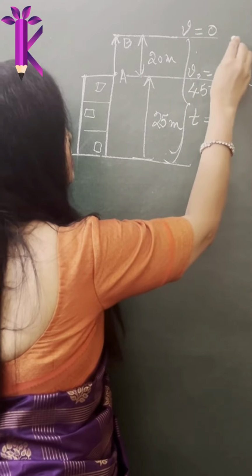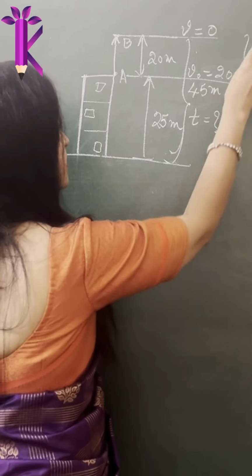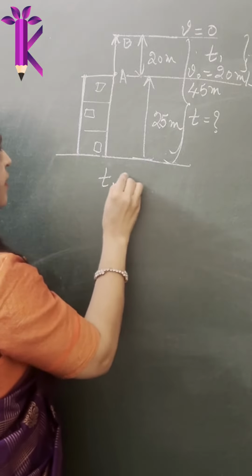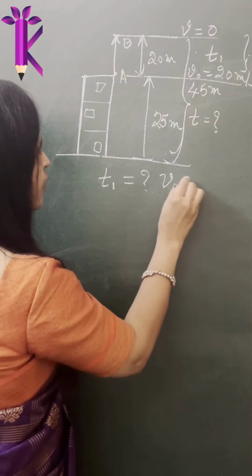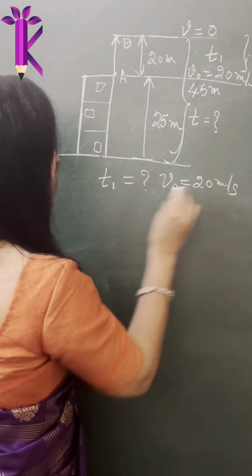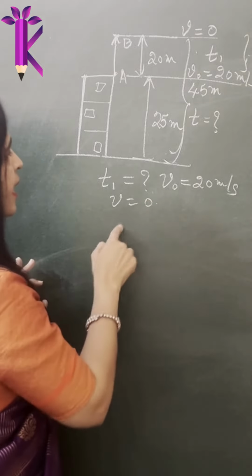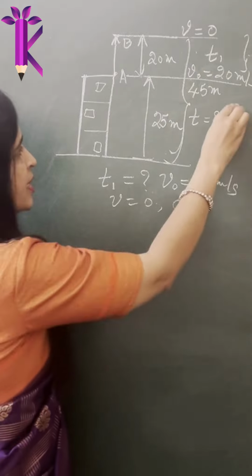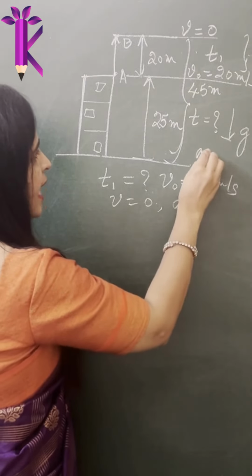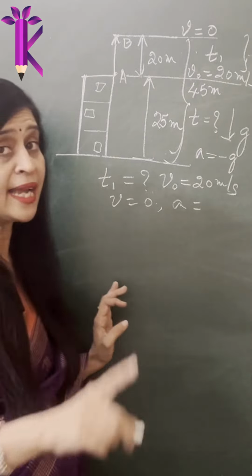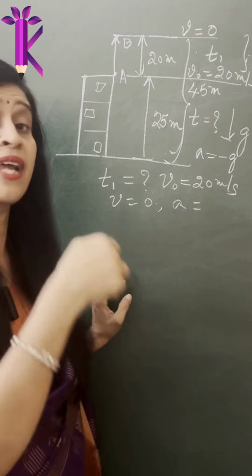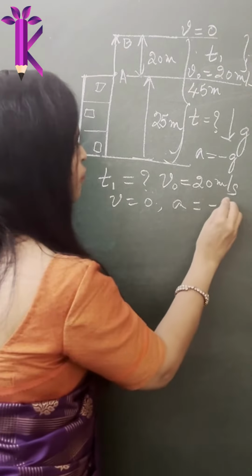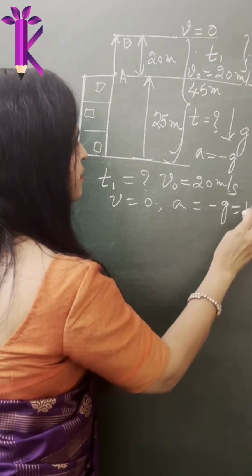Now this distance, 20 meters, takes some certain time to travel. I'm calling this time taken T1. Let's calculate T1. You do not know T1, you know V0, which was 20 meters per second. You know V, which is 0, and you know it is under free fall. It is moving in the upward direction and gravity is in the downward direction. Hence, acceleration will be minus g by convention, because motion is upward whereas gravity is pulling it downward. They are in two opposite directions. So by convention, a will be minus g, which will be minus 10.